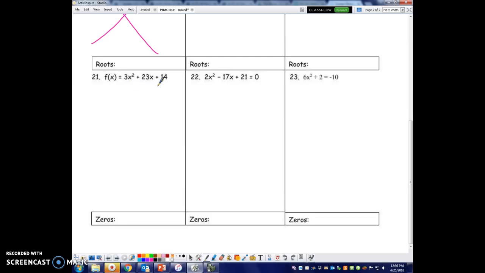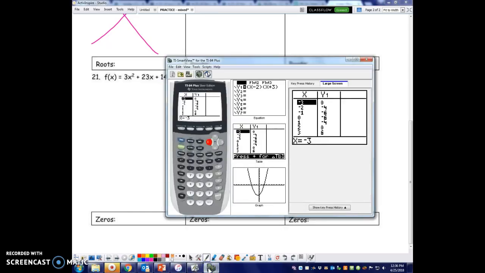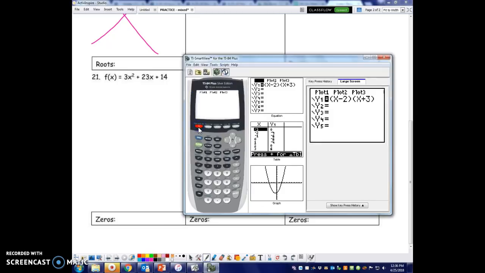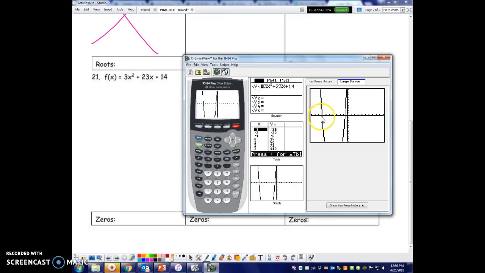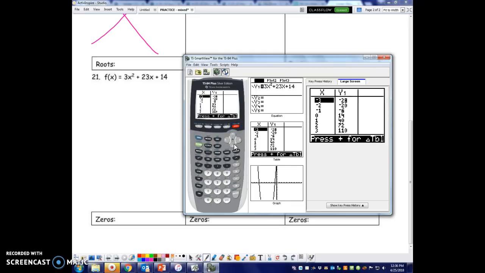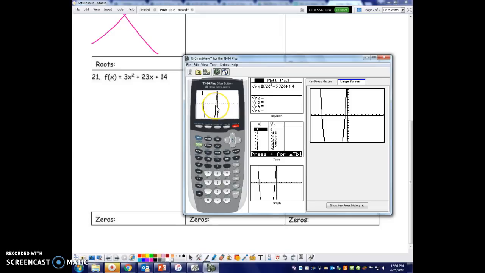Now some of these are going to be fractions. Okay, so I'm going to double show you how to do that. So we're going to type this one in. Y equals, we have 3x squared plus 23x plus 14. Graph. Okay, so we know for sure, it looks like it's going through -7. Let's double check. Let's go to -7. Yes, so it is going through -7. But the other one is between 1 and 0. Okay, if you look right here, it's crossing between 1 and 0.